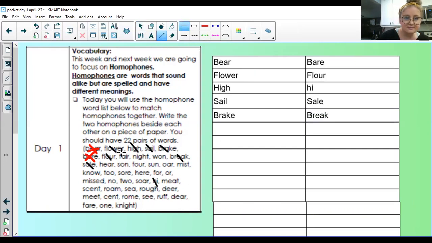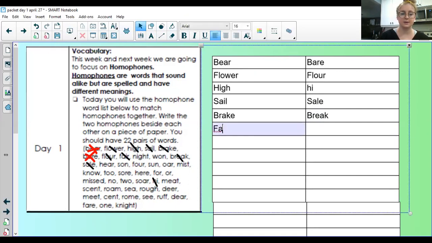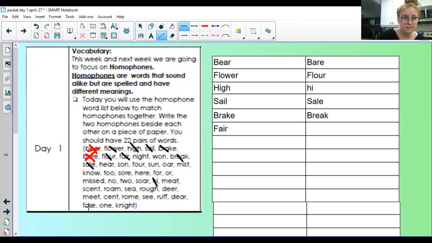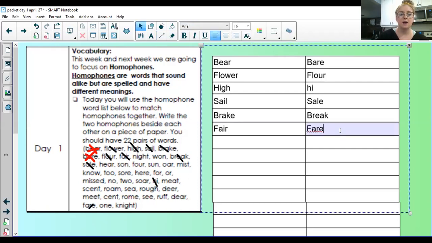Okay, next one is fair, F-A-I-R, fair. So this fair could be like, that's not fair, like when you're telling someone that what they're doing is not fair for you. The other fare, let's see here, F-A-R-E, it's at the bottom. This fare is like a fare you pay, like for a bus ride. I guess.